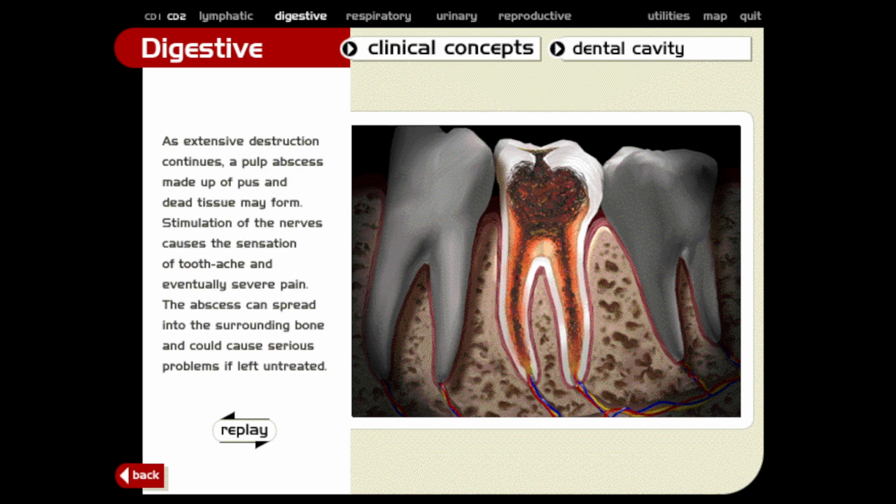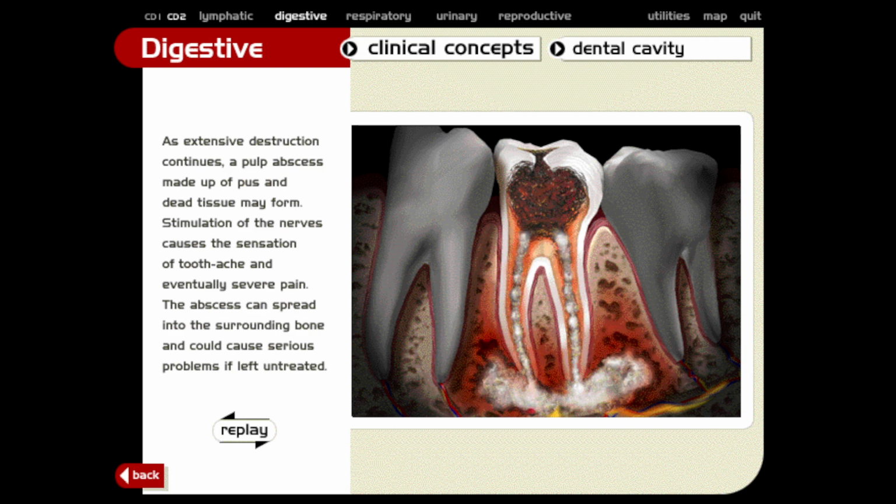As extensive destruction continues, a pulp abscess made up of pus and dead tissue may form. Stimulation of the nerves causes the sensation of toothache and eventually severe pain. The abscess can spread into the surrounding bone and could cause serious problems if left untreated.